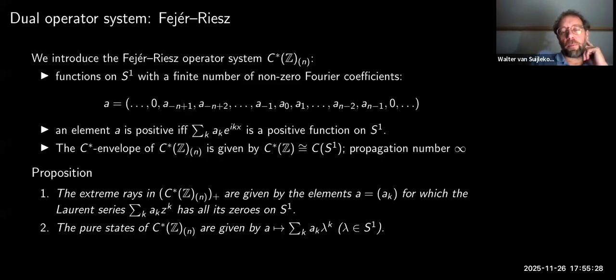The pure states are something interesting as well. If you take C star of Z truncated at level n, then you know that the pure state will extend to, in this case, the C star envelope, C of S1, also as a pure state. And there you know what they are. They're the evaluations at the points of the circle. So you just have to make sure that you get all of them.